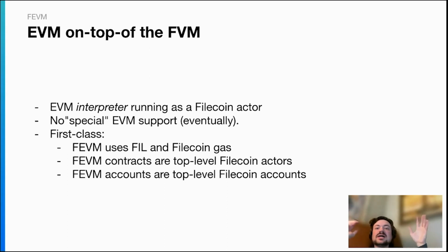It's also first class. FEVM, or our EVM, uses Filecoin and Filecoin gas. There's no EVM token or ETH token or wrapped ETH or wrapped FIL or whatever. It's just straight up Filecoin gas and straight up Filecoin. EVM smart contracts are top level Filecoin actors, so you can address them the same way you can address any other Filecoin actor, send funds to them, all that kind of stuff. And Ethereum accounts are also just top level Filecoin accounts that behave mostly like other accounts. There's some caveats.